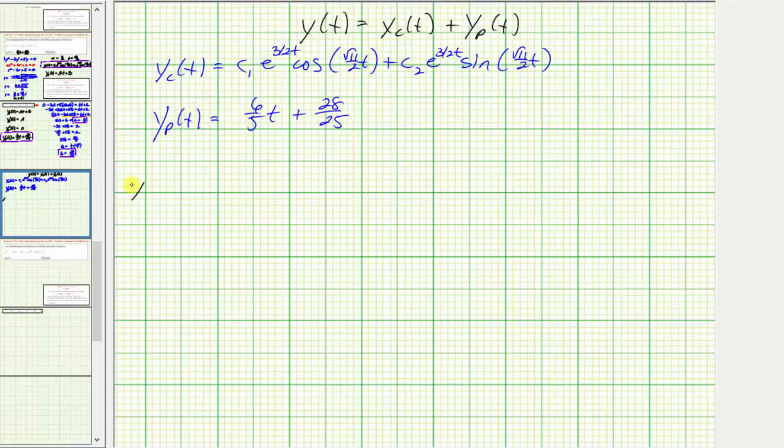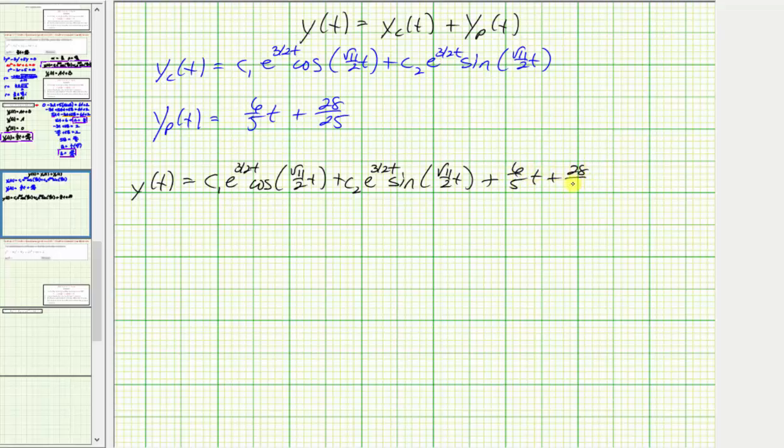The general solution is y of t equals the complementary function plus the particular solution, 6/5 t plus 28/25.